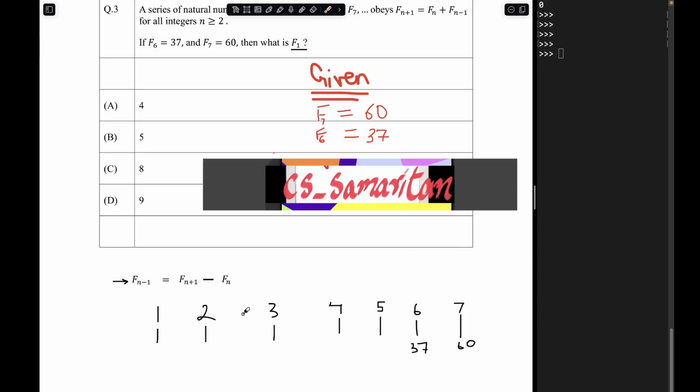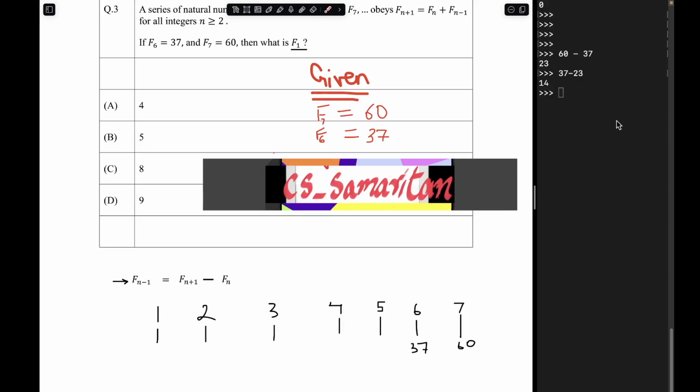I can do this here, but to make it more clearly observable what is happening, I will do it with the Python interpreter. So 60 minus 37 is going to give you 23. So the fifth term is 23. Now if I subtract 23 from 37, then I will get the fourth term. 37 minus 23 is going to give us 14. So this is the fourth term.